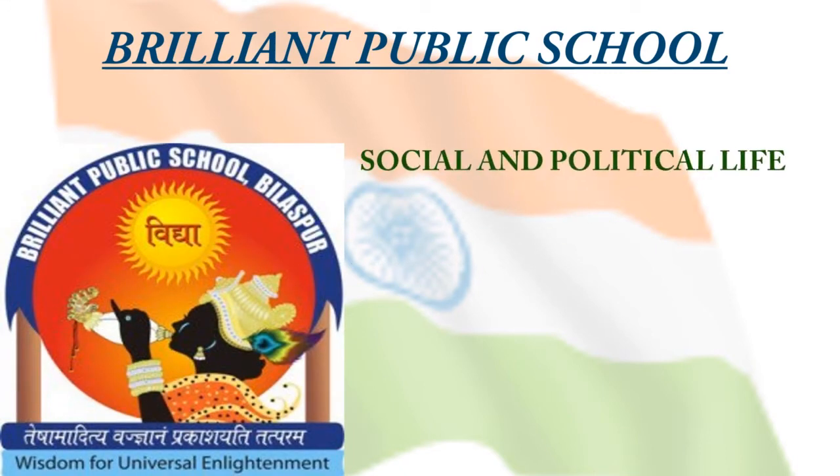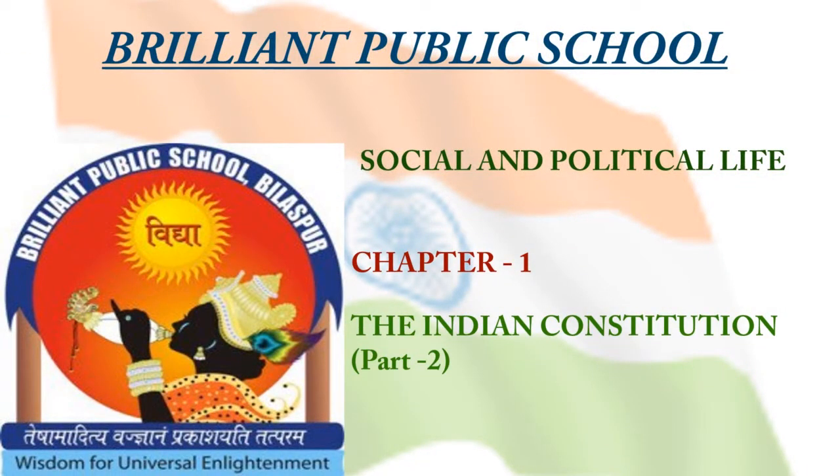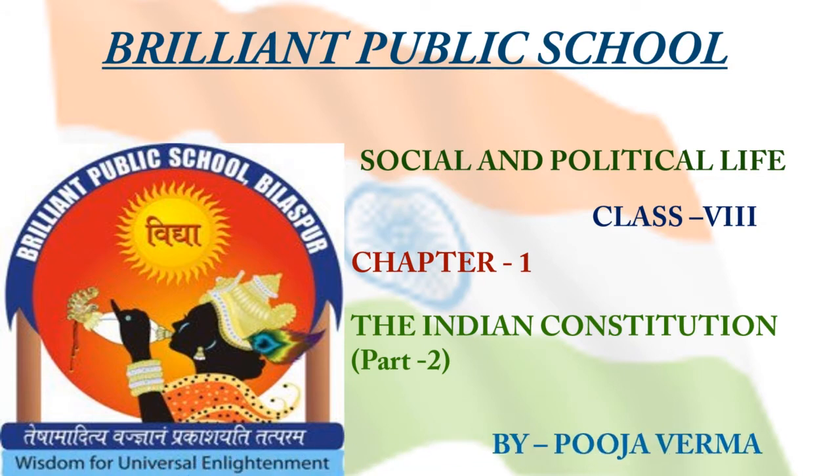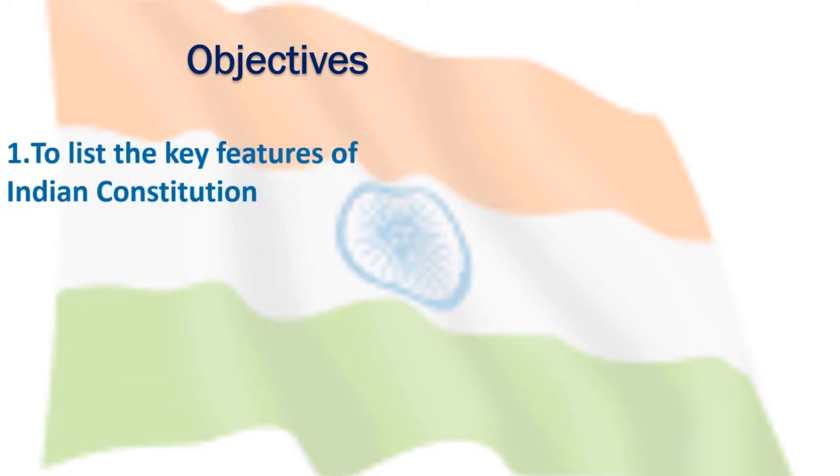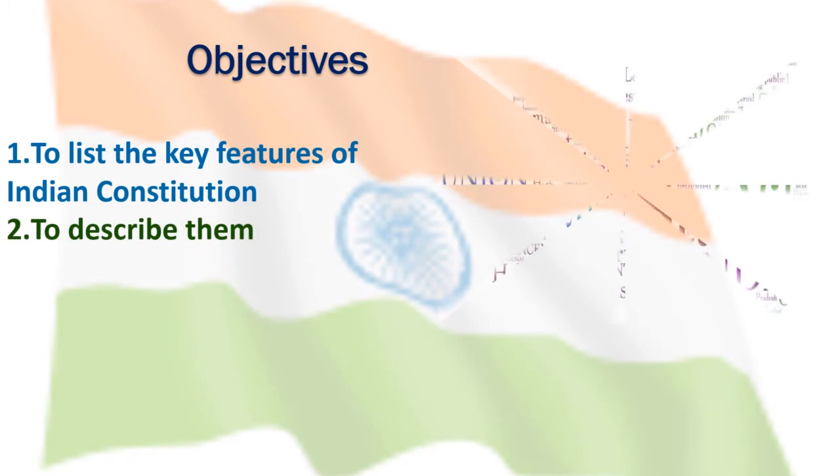Today we are going to continue social and political life, chapter number 1, the Indian Constitution, part 2 of class 8 social science. The learning objective of this part are as follows. The student will be able to list the key features of Indian Constitution. They will definitely be able to describe them.